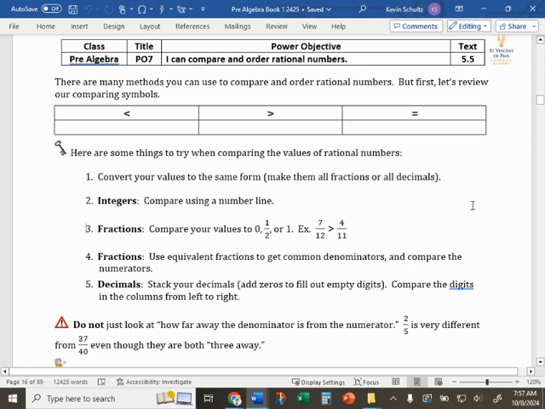Algebra, we are kicking off Unit 2 with a little bit of rational number comparison. We'll be focusing on integers, decimals, and fractions. But first, I want to review kind of what these symbols mean. What does this symbol, first one in the table here, what does that mean? I'll give you a hint, it's either less than or greater than.